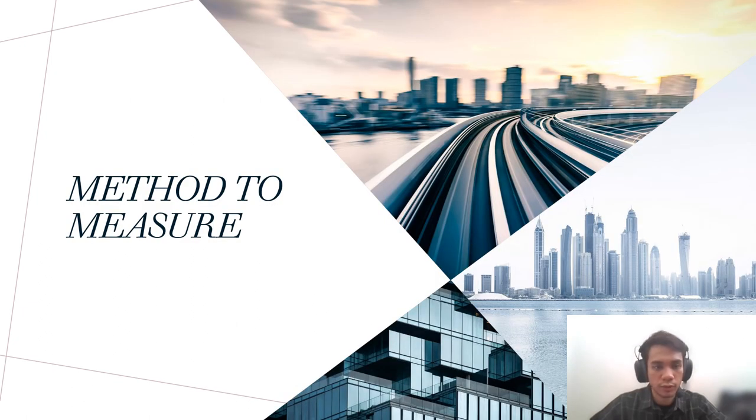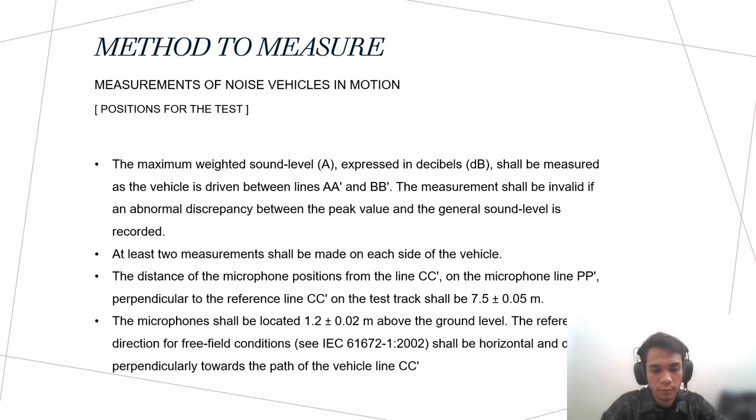So next we jump to the method of measurement. For the measurements of noise of vehicles in motion, positions for a test. The maximum A-weighted sound level expressed in decibels shall be measured as the vehicle is driven between lines AA and BB. The measurement shall be invalid if an abnormal discrepancy between the peak value and the general sound level is recorded. At least two measurements shall be made on each side of the vehicle.